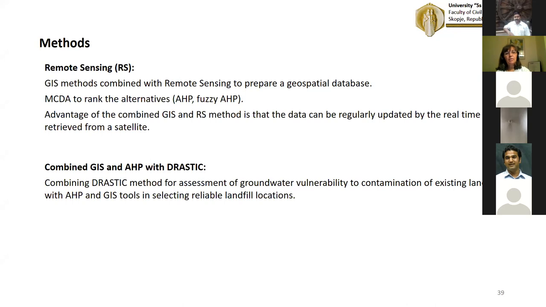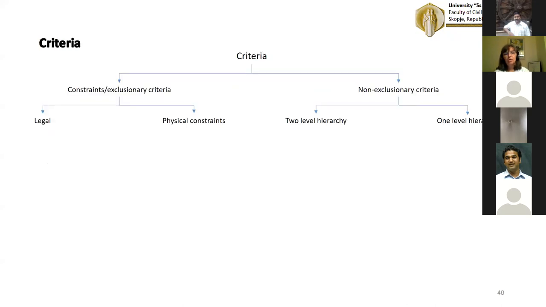while multi-criteria decision analysis is used to rank the alternatives. Well, also there are some combined uses of GIS and analytical hierarchy process with the DRASTIC method, where the DRASTIC method is used for assessment of groundwater vulnerability to contamination. Analytical hierarchy process and GIS tools are used, for example, in selecting reliable landfill locations.